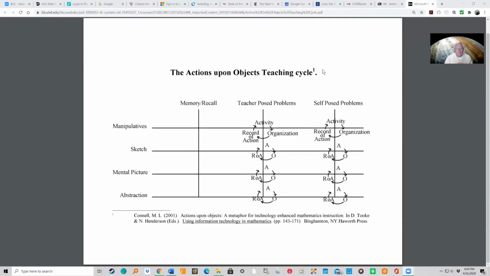Earlier, I described the Action on Objects teaching cycle as it relates to the CARE acronym. Let's expand just a little bit on what we're talking about here. In particular, the manipulatives have to have vocabulary attached to them. We have to know what a ones unit is, what a tens unit is, what a hundreds flat is, for example. When we do this, we're really functioning at a very basic memory recall level.